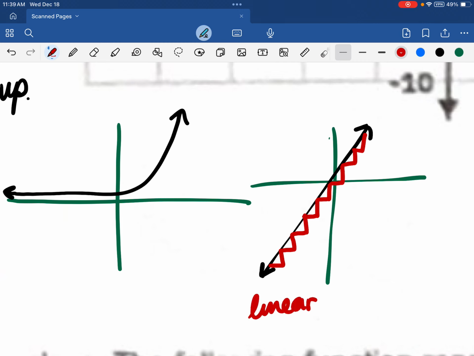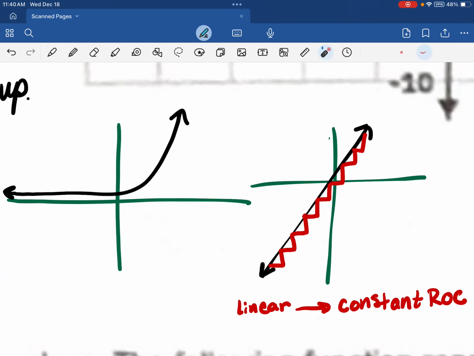Linear graphs have a constant rate of change. Linear graphs always have a constant rate of change. When I add by the same number every time, it makes it so the line ends up being straight every single time.